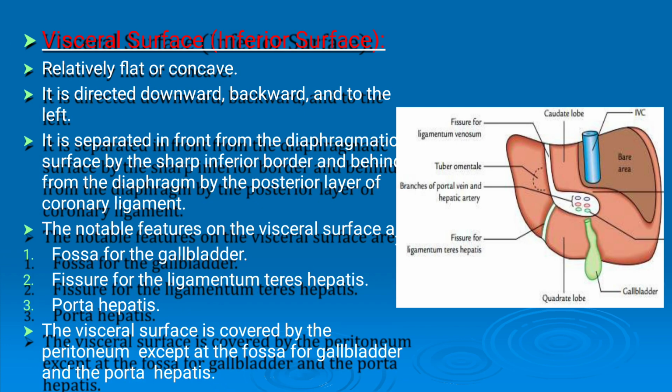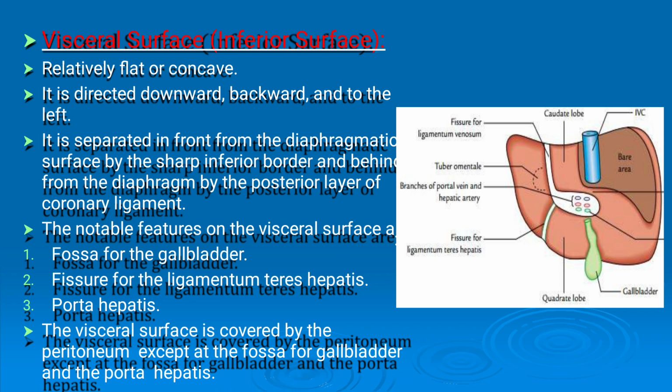Now we want to move and see the visceral surface, the inferior surface, relatively flat or concave. It is directed downward, backward, and to the left. It is separated in front from the diaphragmatic surface by the sharp inferior border, and behind from the diaphragm by the posterior layer of the coronary ligament.